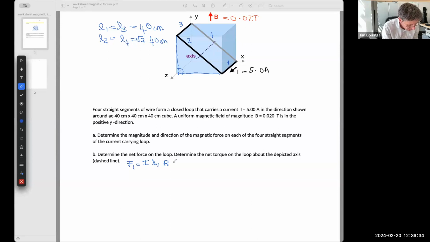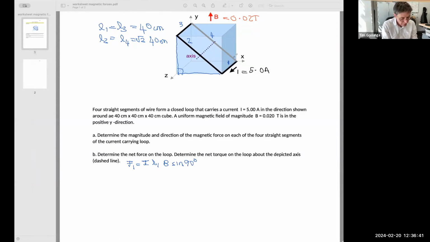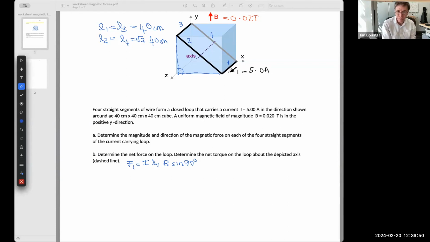Times the sine of the angle between the current direction and the magnetic field direction. And that will in general change. So in this case, the current is out of the screen, out of the whiteboard. The field is up the whiteboard. So they're at right angles to one another. So this is sine of 90 degrees. Okay, let's go ahead and fill in all the numbers now and see what the force is.